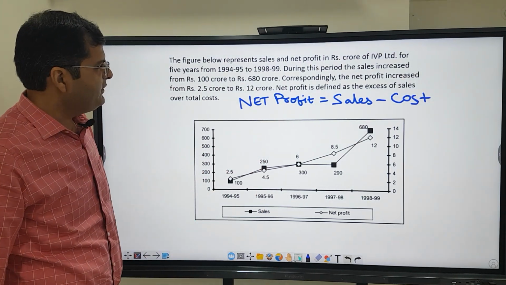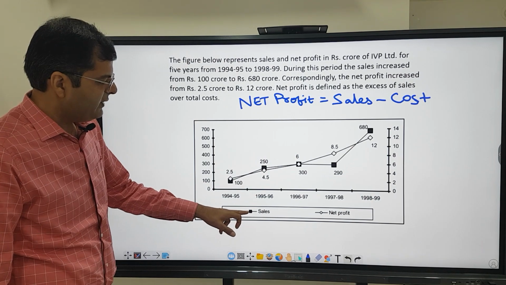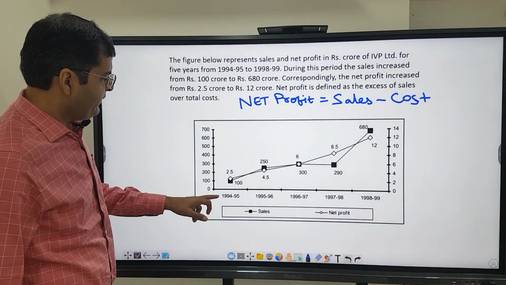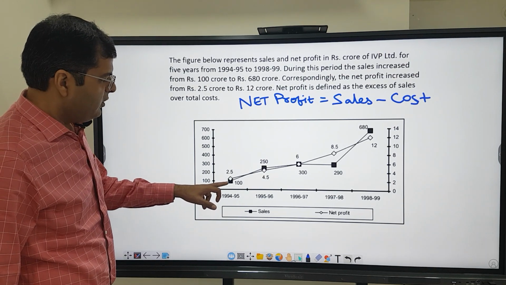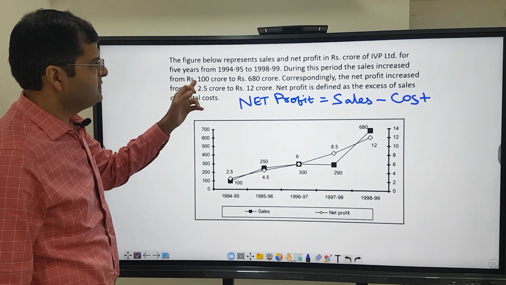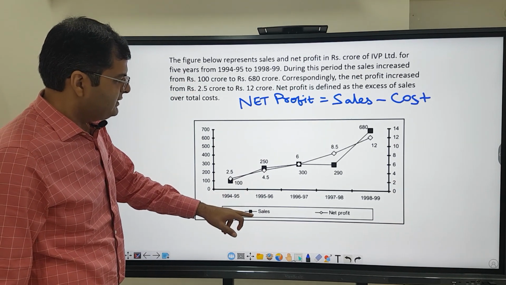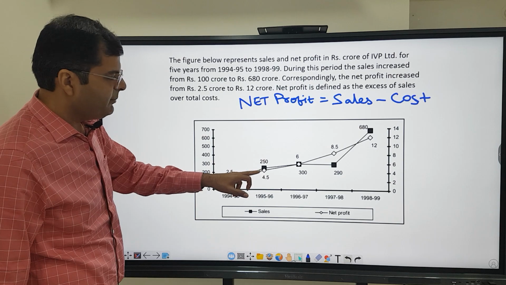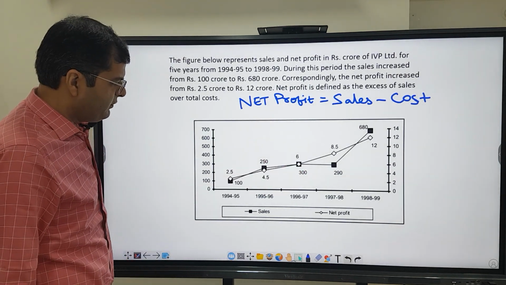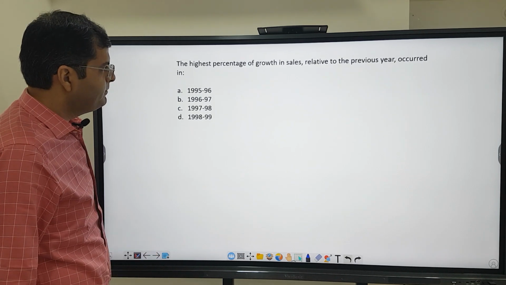Now if you look at the graph, the filled up square is sales and the diamond is net profit. So if I look at 94-95, over here sales is 100 crore and net profit is 2.5 crore. That was stated also over here. If I take 95-96, sales over here is 250 crore, net profit is 4.5 crore and so on. So this is the graph that we know. Now we look at the questions based on this set.